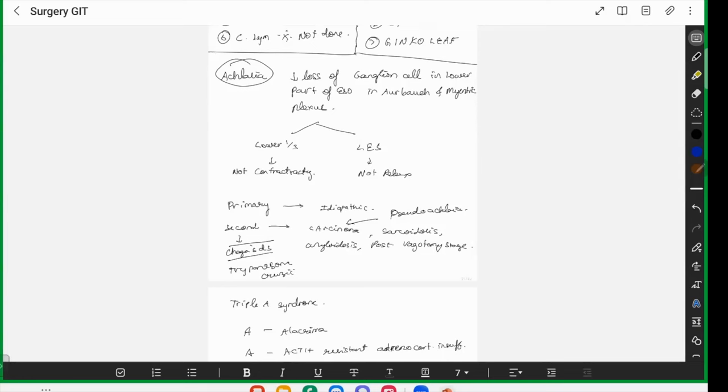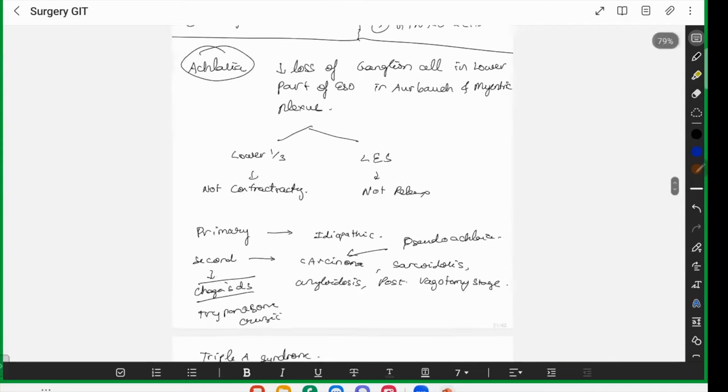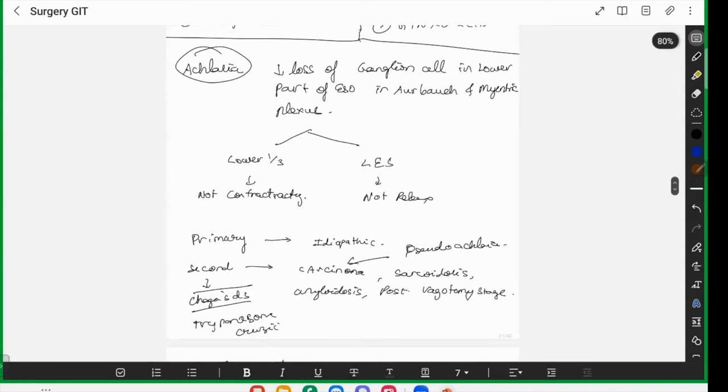What is achalasia cardia? Achalasia cardia is a loss of ganglionic cells in the lower part of your esophagus, in the Auerbach and Meissner plexus. So the lower one third is not contracting and your lower esophageal sphincter is not relaxing in response. So the lower esophageal sphincter fails to relax.